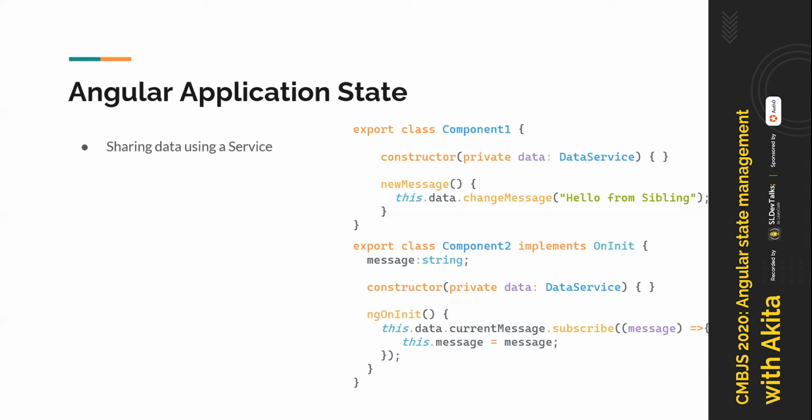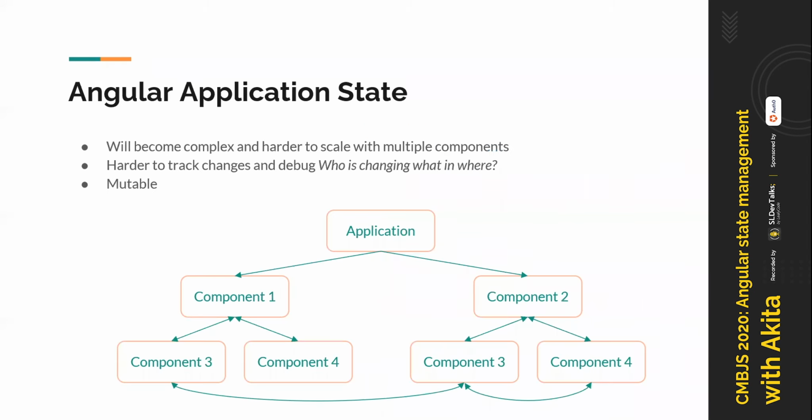In all these ways, we can communicate, but imagine that our application has multiple components. Some enterprise applications can have hundreds of components. Some can be containers, some can be presentation components.